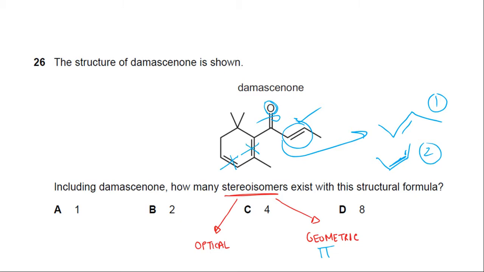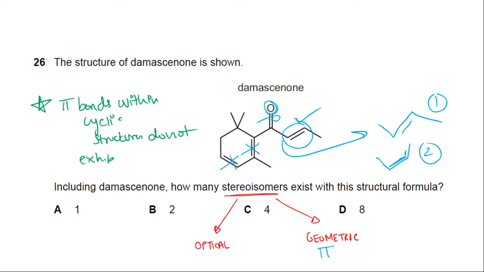The reason is, and here's the important bit, write this down, that is your pi bond. Pi bonds within cyclic structures do not exhibit geometric stereoisomerism, and that's something important to remember.